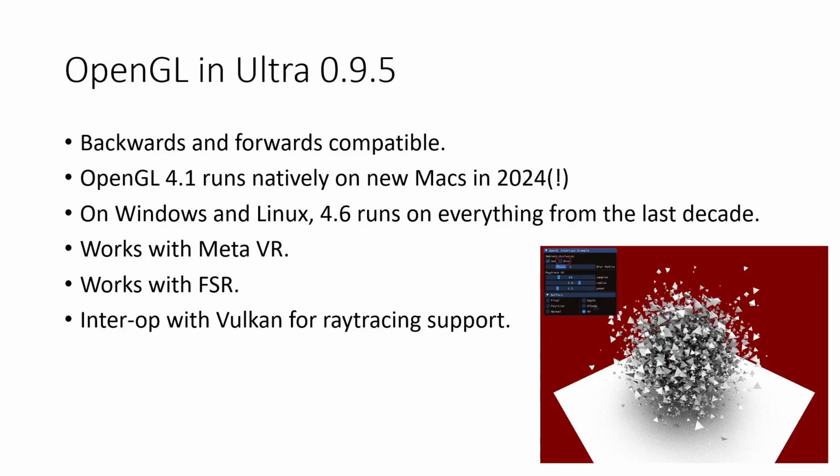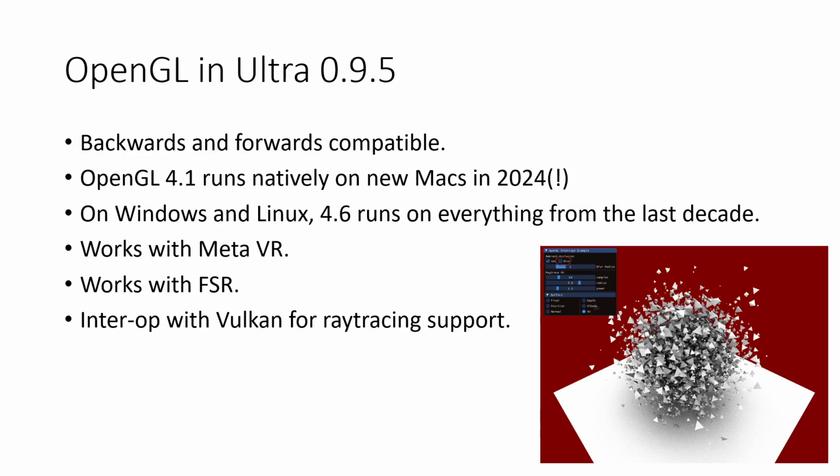So, going back to OpenGL in Ultra 0.9.5, this is backwards and forwards compatible, with far more backwards compatibility than I was expecting. I had no idea OpenGL 4.6 went back, I had no idea support went back so far. I didn't know this either: OpenGL 4.1 still runs natively on new Macs, Apple Silicon included, in 2024. I'm sure they would like to kill off OpenGL, but they just can't. It still actually works. On Windows and Linux, of course, 4.6 runs on everything from the last decade.